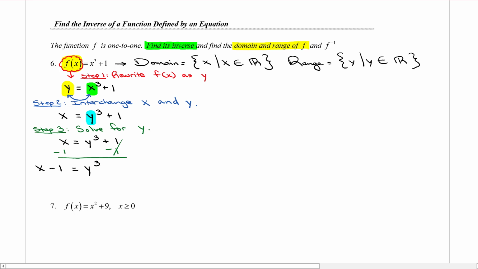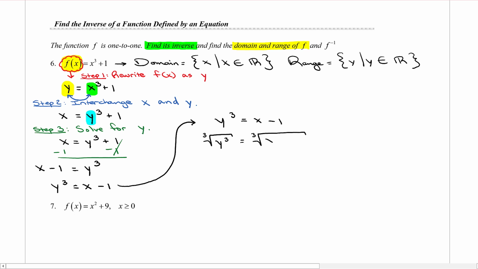I'm going to rewrite it so that the y is on the left, because when I'm solving for stuff, I like that whatever I'm solving for to be on the left-hand side. So y cubed is equal to x minus 1. And now I'm going to have to take the cube root of both sides. Why don't I rewrite this over here first? And then I'll take the cube root of y cubed and the cube root of x minus 1. And we'll be left with y is equal to the cube root of x minus 1.